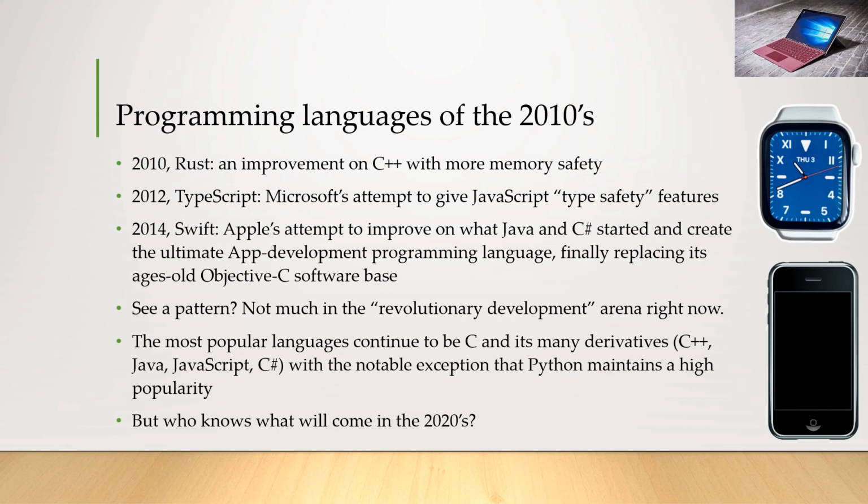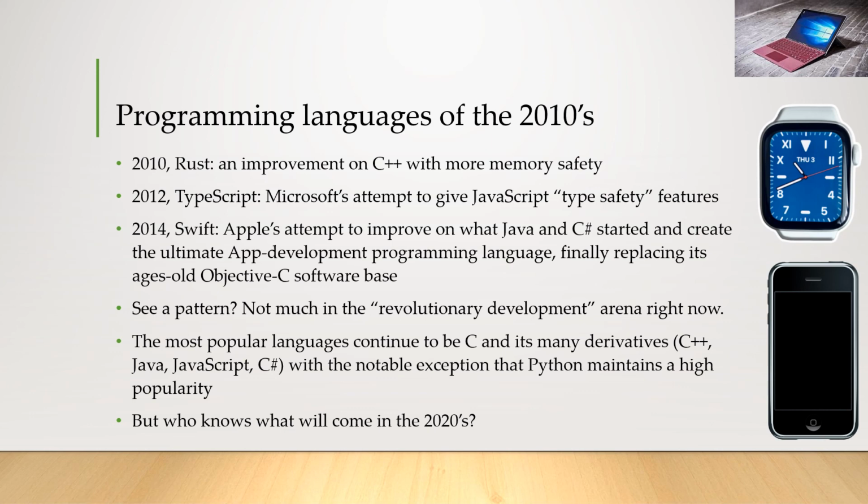Finally, in the 2010s, we saw a bunch of incremental improvements on programming languages. Rust is an improvement on C++ with better memory safety. TypeScript is Microsoft's attempt to give JavaScript type safety. Swift is Apple's attempt to improve on what Java and C# started and create the sort of ultimate app development programming language, which finally replaces the ages-old Objective-C. Again, one of the big emphases was on safety. See a pattern? There's not much in the revolutionary development right now. More, we're just trying to improve code safety in all these other languages.